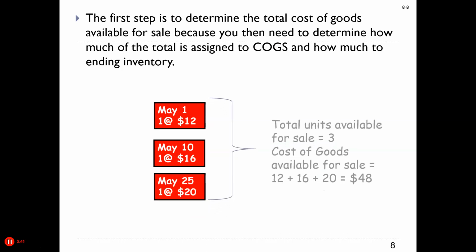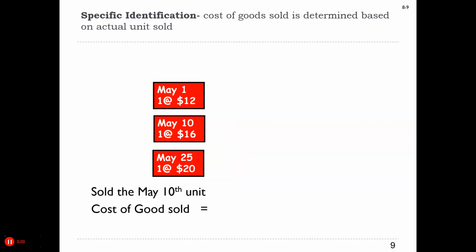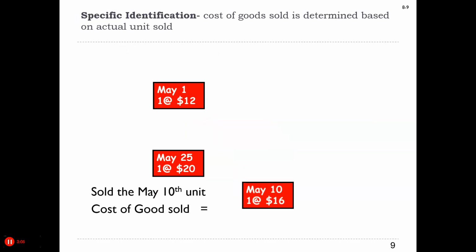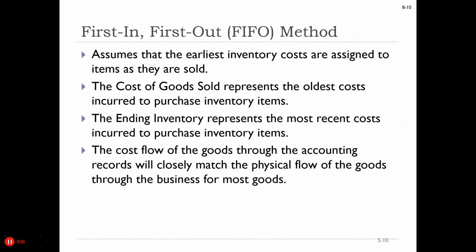And that would tell you what your total cost is. So in this example, our total units available for sale are 3, and the cost of goods available for sale is $48. So what we're trying to do is figure out how much of that $48 goes to cost of goods sold and how much stays behind in inventory. So we'll start with specific identification. All right, we sold the May 10th unit. That cost goes, and the item goes to cost of goods sold, and ending inventory is going to be 32. That one's pretty easy.